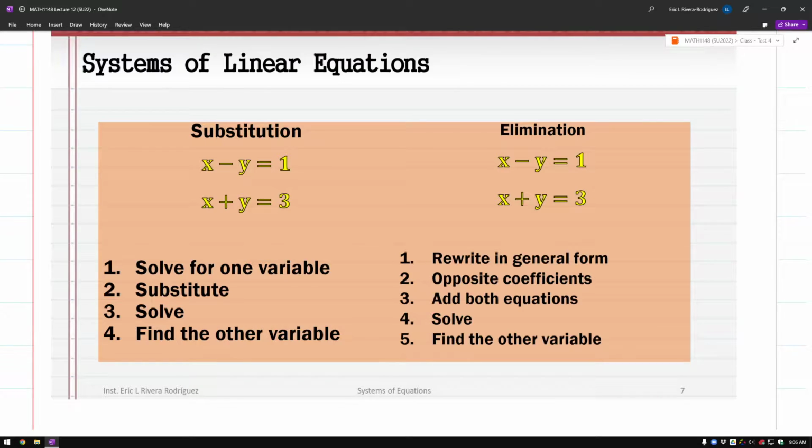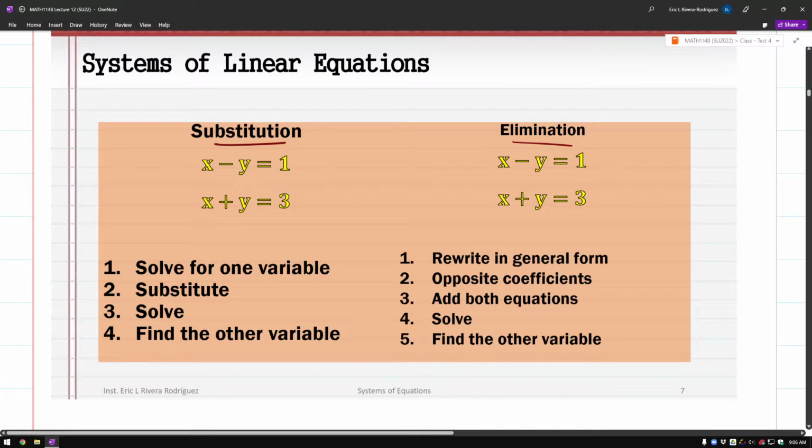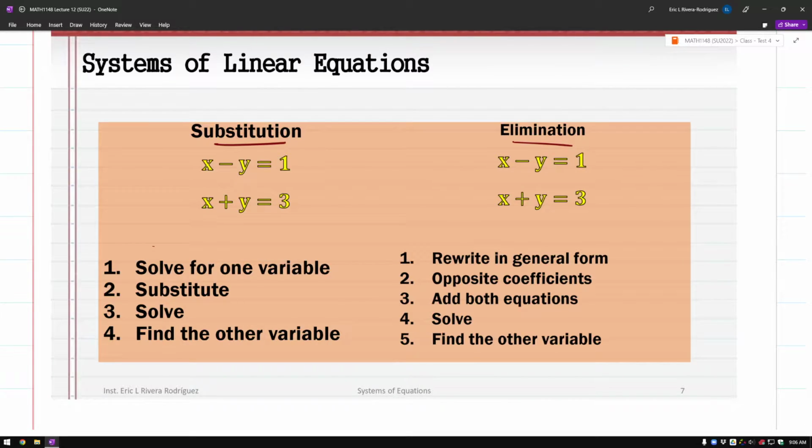So instead of just guessing what those values are, we are going to learn three methods. The two methods that we are going to learn first are substitution and elimination. The third method is the graphical method, graphing the equations that we have in the system and finding any intersection, if there is any. Here are the steps for each method.